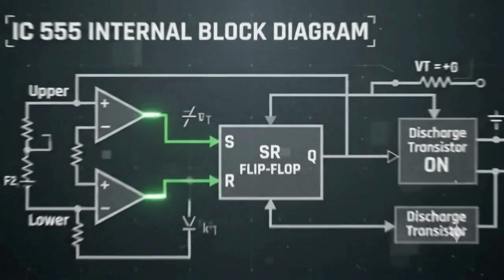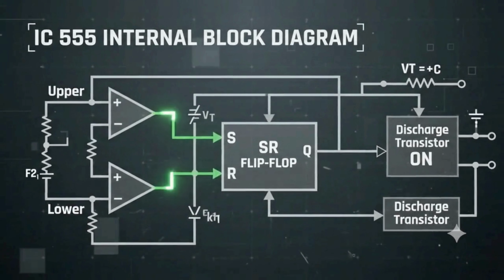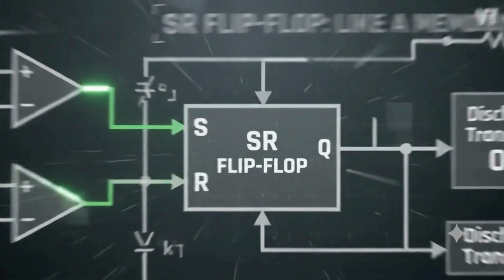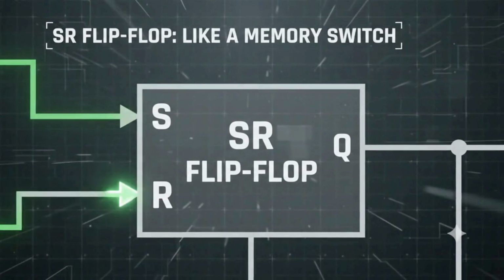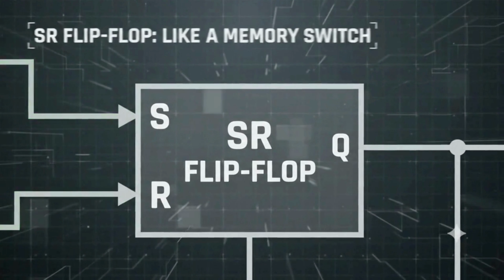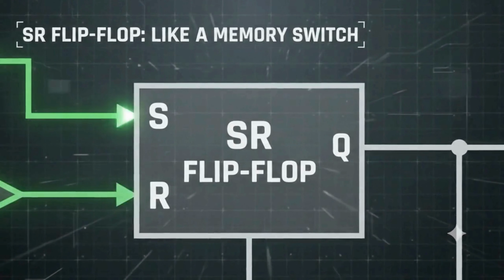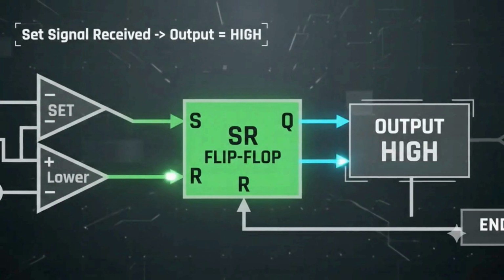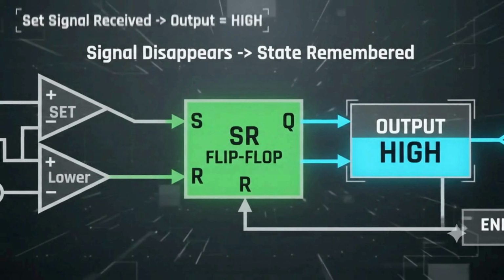Now, both comparators send their signal to the SR flip-flop. We can think of the flip-flop like a memory switch. If it receives a set signal, it remembers the state and makes the output high. If it receives a reset signal, it changes the output to low. Even after the comparator signal disappears, the flip-flop remembers the last state until another command arrives. That's why the output remains stable.